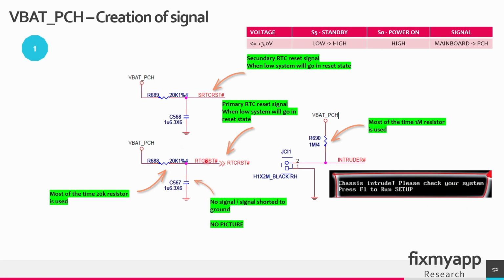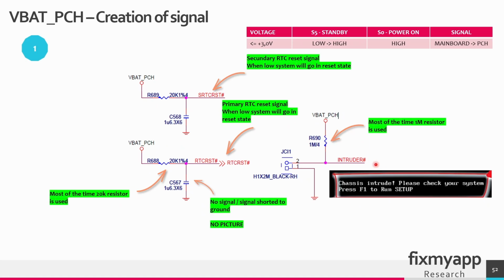On most motherboards, the resistor that is used to create the reset signal is around 20 kilo ohms. Also be aware, if this capacitor is shorted to ground, this signal is missing, so it's in a reset state. If you see this reset signal is low, check all the capacitors, maybe one of those capacitors is shorted to ground. For the intruder signal, most of the time this resistor is 1 mega ohm.